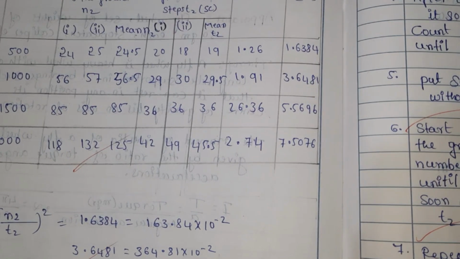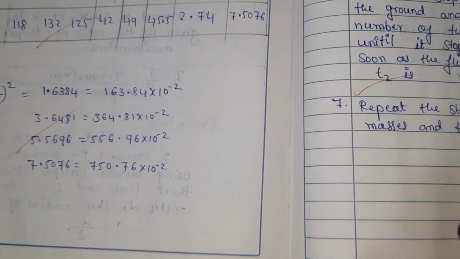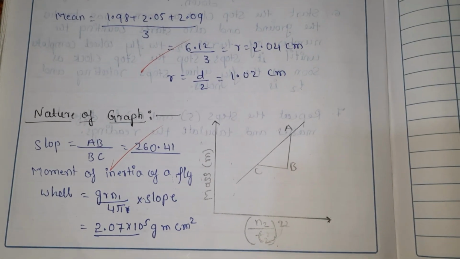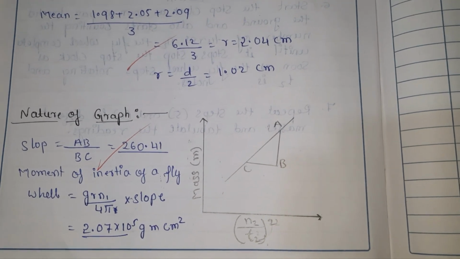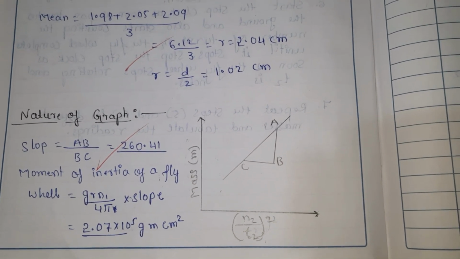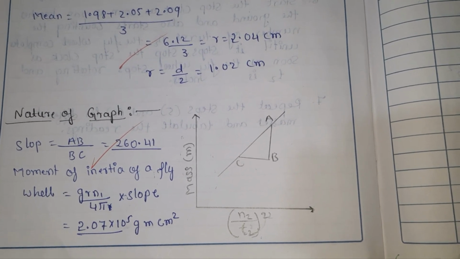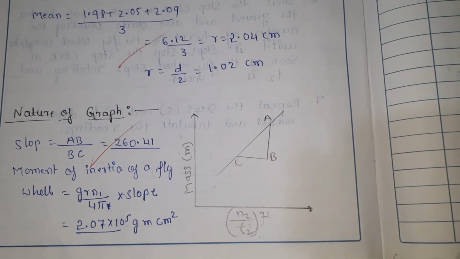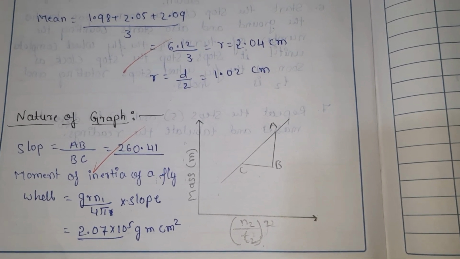After calculating the N2 by T2 ratio and its square, after taking the readings, you have to plot the graph of mass versus the ratio that you have calculated in the tabular column, N2 by T2 square along the x-axis and mass along the y-axis. After plotting the graph, you will get a straight line. Take the slope of that, AB divided by BC. Then you can calculate the moment of inertia from the graph, and also theoretically you have to calculate.